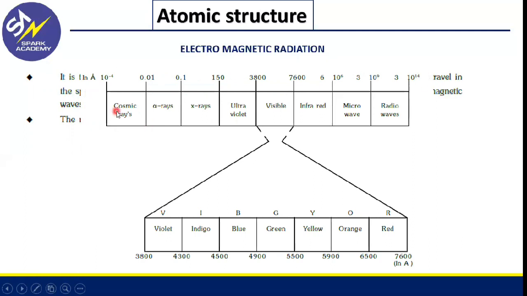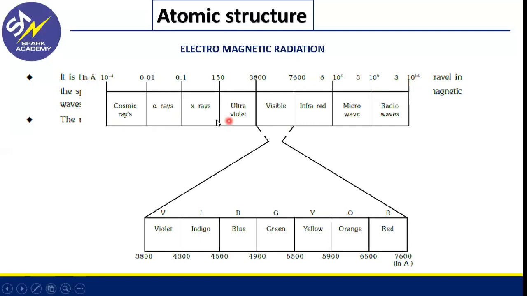We have cosmic rays. This is the angstrom scale, here it is 10 to the power of 12 and 10 to the power of minus 4. That represents the wavelength. We will talk about these terms, wavelength, amplitude, and frequency, further on. Here the wavelength is 10 to the power of minus 4, and here it is 10 to the power of 14. If the wavelength is more, it has less frequency, that means less harmful, less energy.